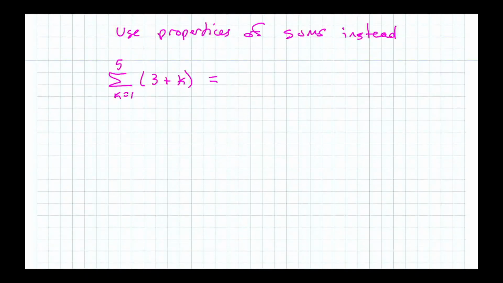So we can split it using what I called property 1. It's probably not in the book. So split it into the sum of k goes from 1 to 5 of 3, plus the sum of k, k goes from 1 to 5. So you can split this into two separate sums.